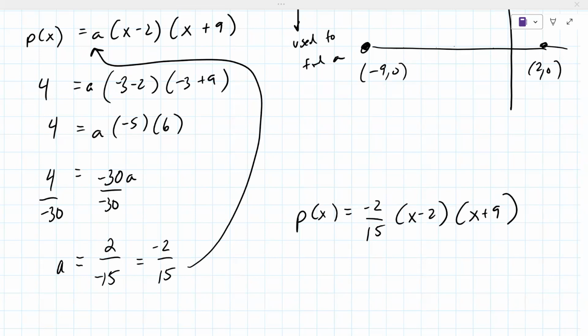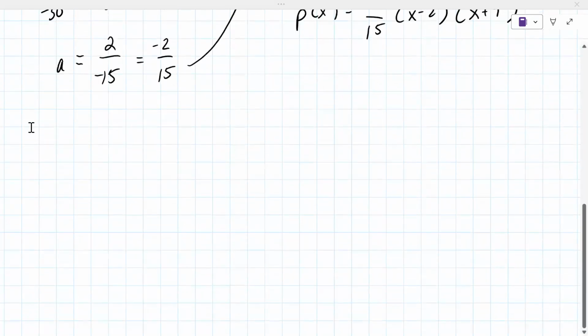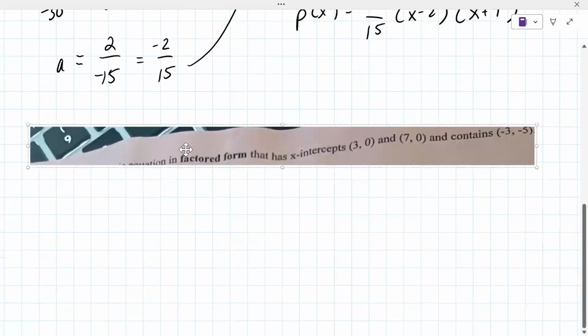I can do number 3. What's that? Can we do number 3? Yes, we can do number 3 here.